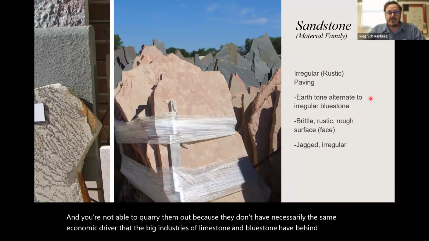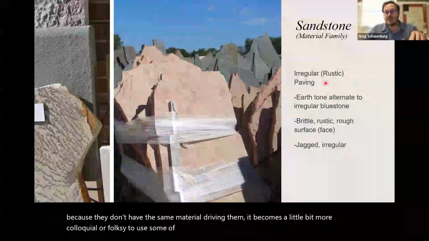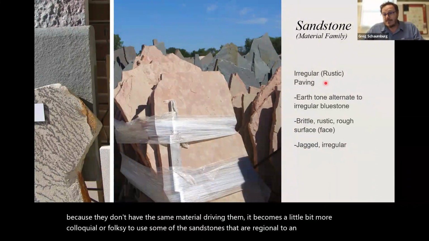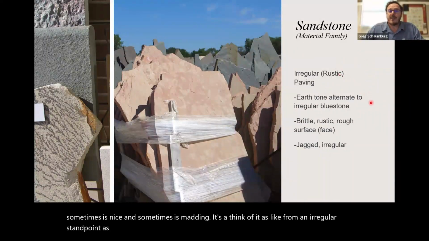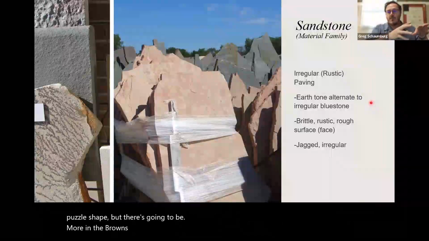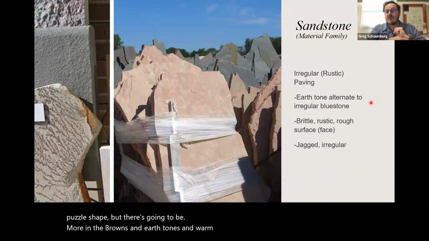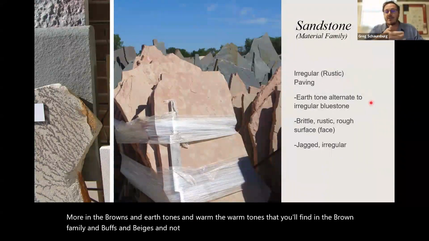So because they don't have the same material driving them, it becomes a little bit more colloquial or folksy to use some of the sandstones that are regional to an area, which sometimes is nice and sometimes is maddening. Think of it as, from an irregular standpoint, an earth tone alternate to irregular bluestone. So you'll get that same kind of puzzle shape, but there's going to be more in the browns and earth tones and the warm tones that you'll find in the brown family and buffs and beiges, and not necessarily in the blues that you'll find in the geological bluestone parts.